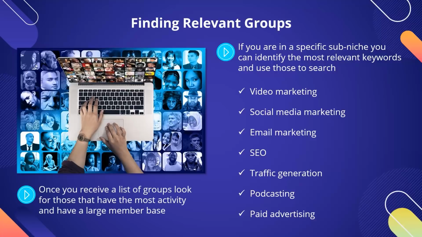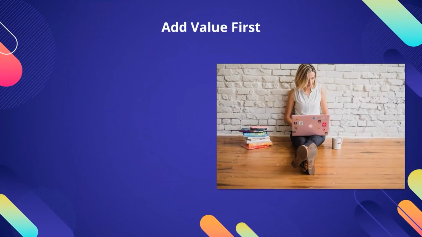Once you receive a list of groups, look for those that have the most activity and have a large member base. If a group is closed, and a lot of them are, then you will not be able to see this. In this case, you will need to request to join the group, and once accepted, you can then see the activity levels.